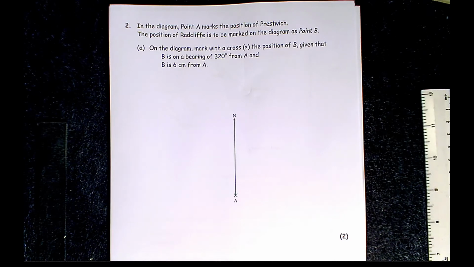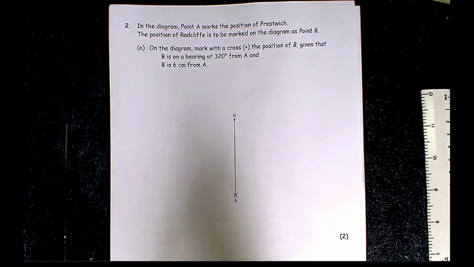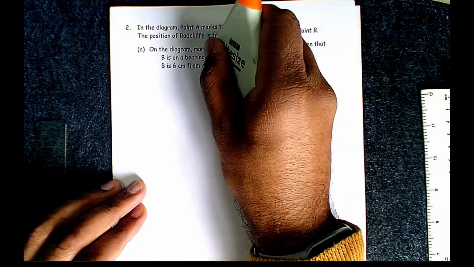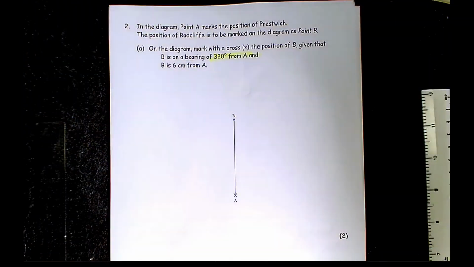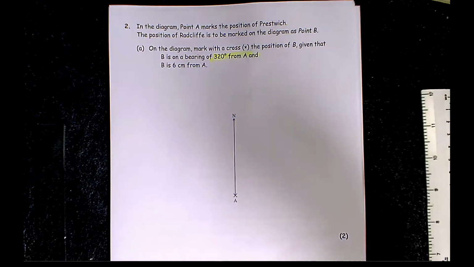And it says question A, on the diagram mark with a cross the position of B, given that B is on a bearing of 320 degrees from A and that B is 6 centimeters from A. So again, the first thing we need to establish is that it's 320 degrees from A. So what I need to do here is draw a reflex angle of 320 degrees.